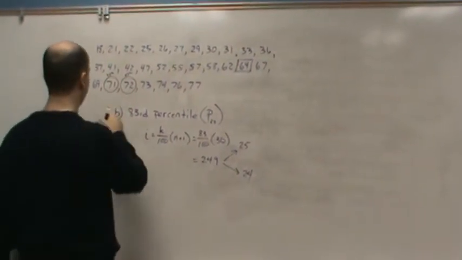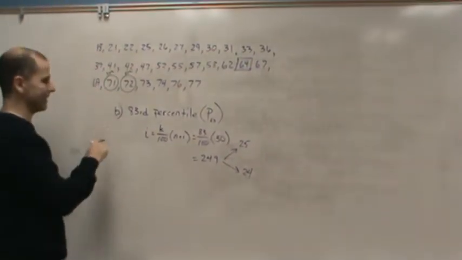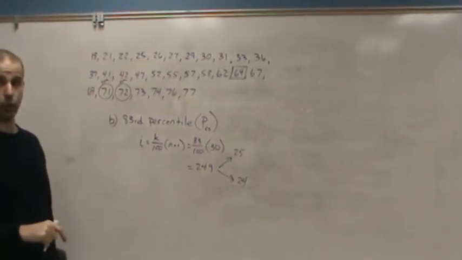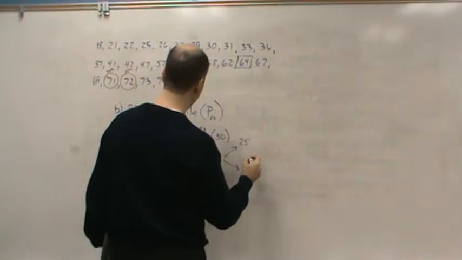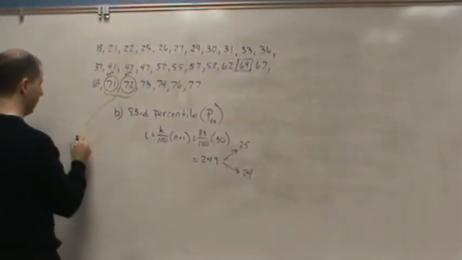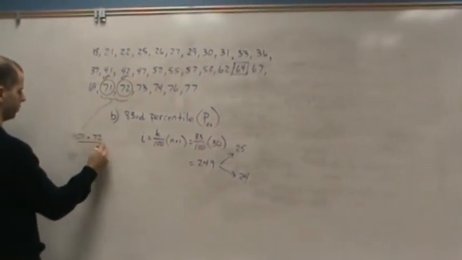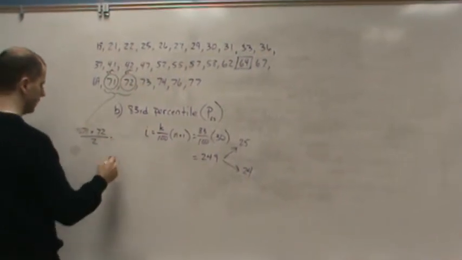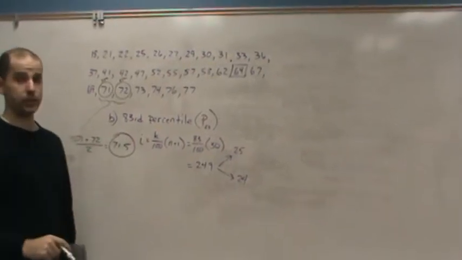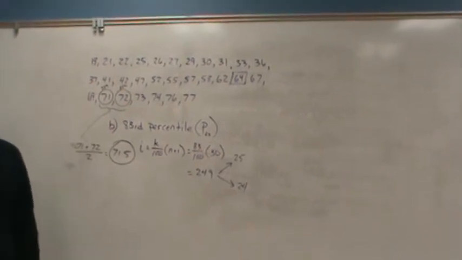So what value represents the 83rd percentile? It's going to be the average of these two. If we average these two, 71 plus 72 divided by 2, we get 71.5. And so the 83rd percentile is represented by somebody who's 71 and a half years old.